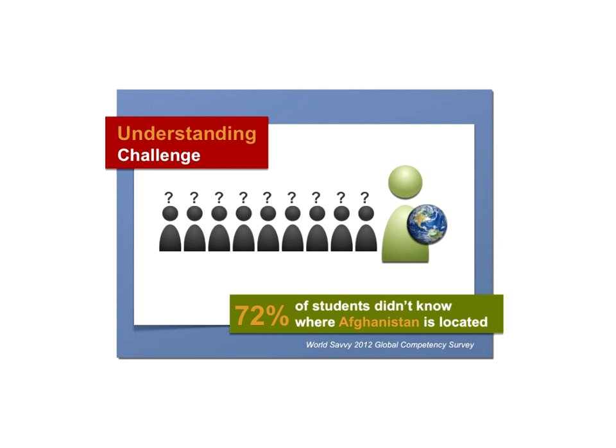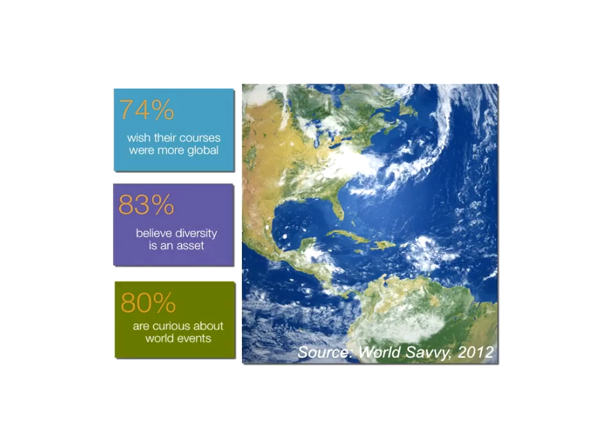And they did a study last year called their Global Competency Survey of high school graduates in the United States. They had several pieces of data. They looked at whether people could find where certain places were located. So 72% of students didn't know where Afghanistan was located. But more importantly, they asked students what they thought about global education. 74% of students said they wish their courses were more global. 83% say they believe diversity is an asset, and 80% are curious about world events.